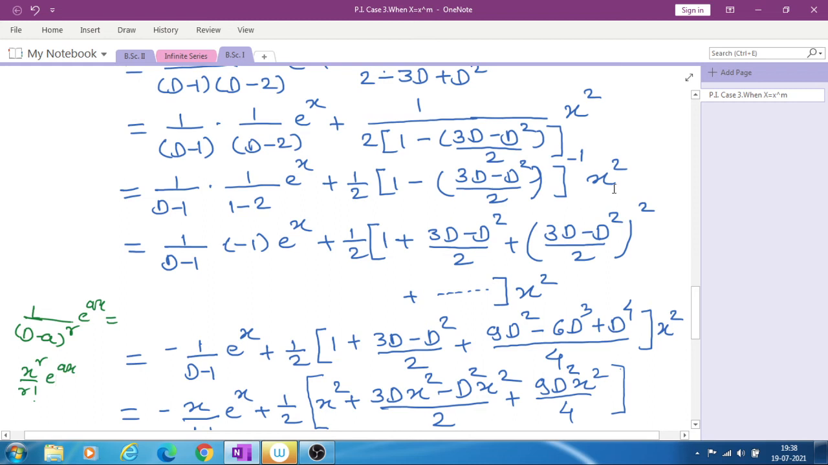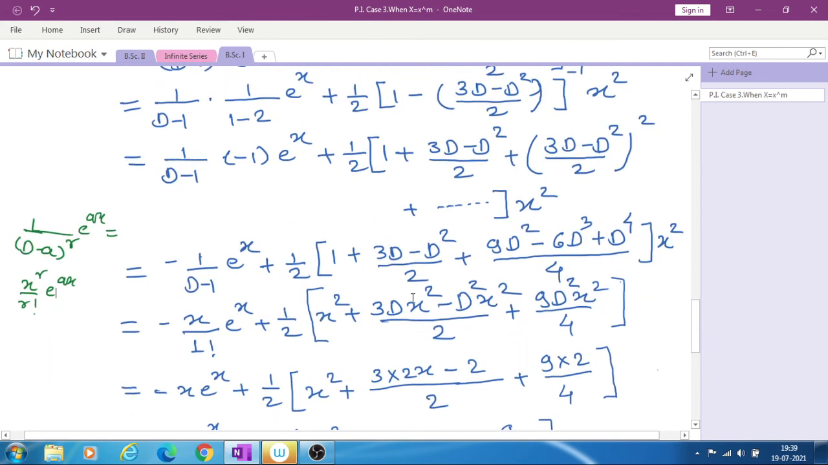Now see, here the power of x is 2, therefore we can take only 2 derivatives of this x square. That means only powers of d up to power 2: the first power, that is d, and d square. If there is d cube, then the value of that will be 0. So we need not write those terms from next to this term. So I have written only plus and so on.